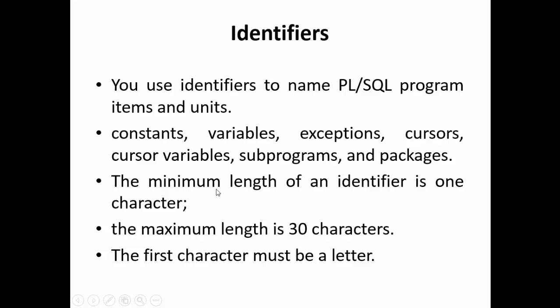And there are certain rules and restrictions to write an identifier. The minimum length of an identifier is 1 character. Naturally, you should have 1 character, and the maximum length is 30 characters. And the first character must always be a letter, in the sense of an alphabet.